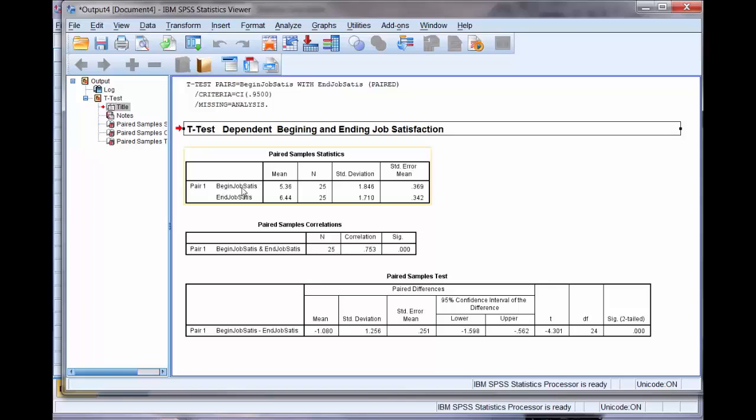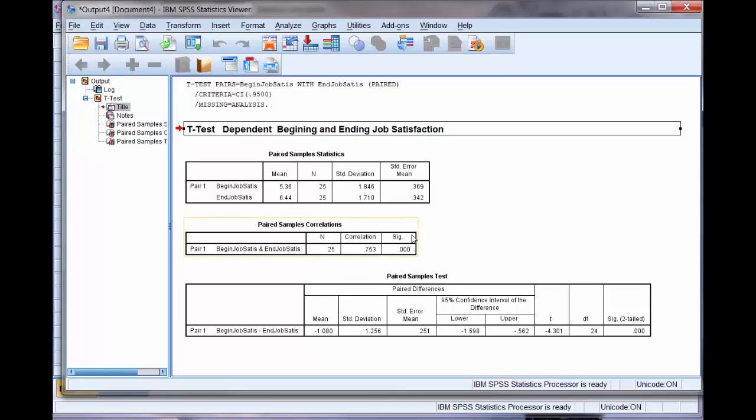For the beginning job satisfaction survey, the mean was 5.36, the standard deviation was 1.85, and for the ending, the mean is 6.44 and the standard deviation is 1.71. Notice that my N is 25 for both of them because I had 25 teachers answering this survey both times.